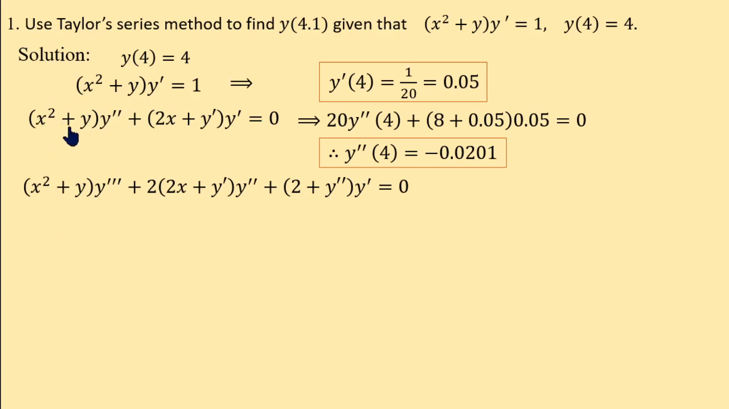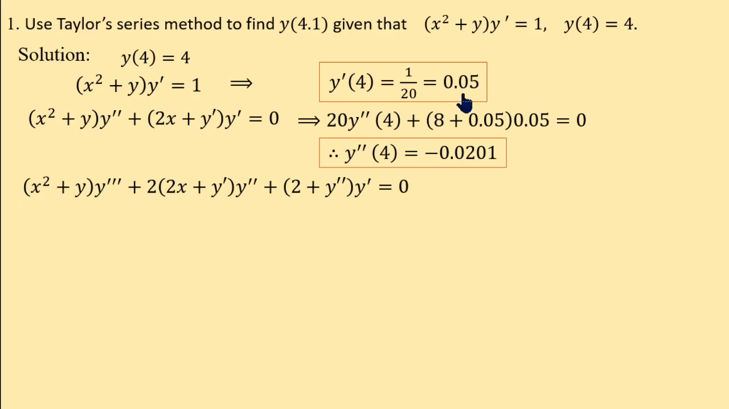Here first part is 2x plus y dash into y double dash, totally 2 times of 2x plus y dash into y double dash, plus second part of this is y dash into 2 plus y double dash, that is equal to 0, just applying the product rule.